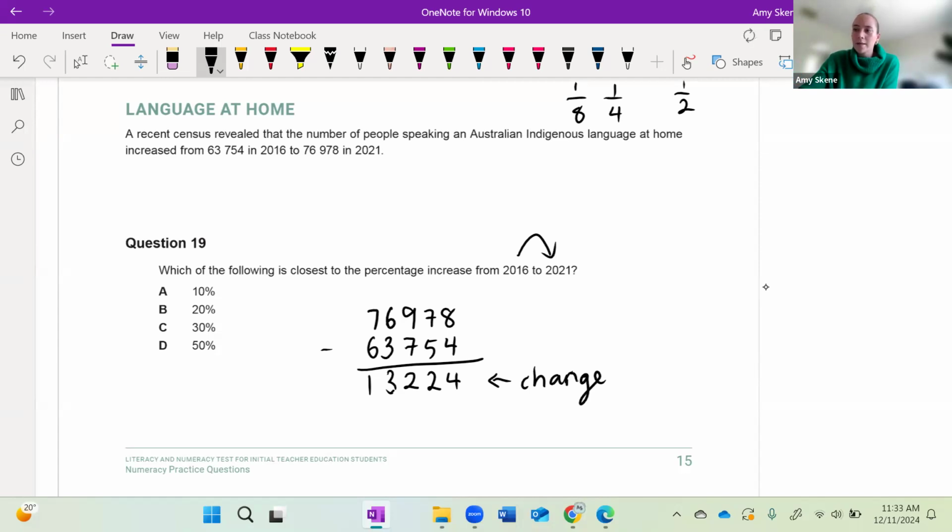So what I'm going to think about is I'm going to first choose A. What is 10% of 63,754? Like we said in a previous question, 10% of something, we move the decimal place, which is originally here, 1 spot to the left. And so 10% is 6,370.